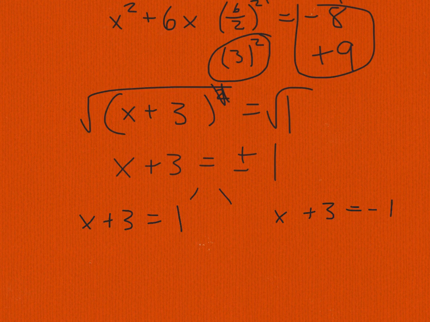So how do we solve for x with our first equation? Subtract 3. So you get x is equal to negative 2. What about our second equation? And x is equal to negative 4.